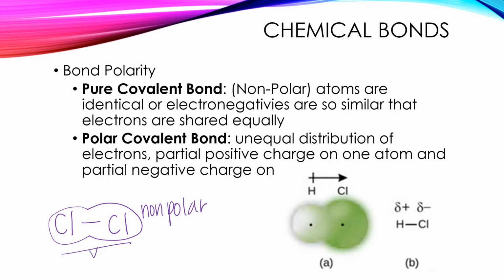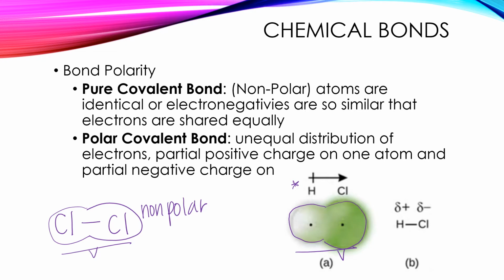Neither one's pulling stronger. However, if we do have different ones, like the example over here with hydrogen and chlorine, then the chlorine has a much higher electronegativity than hydrogen. So it is pulling the electrons more towards it, and so now we have this uneven distribution. So we can think of this like the flag being more towards the chlorine. And so we call that polar.